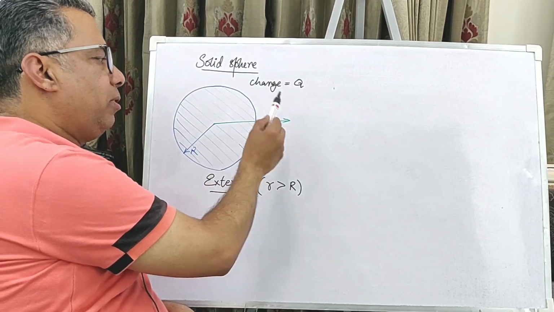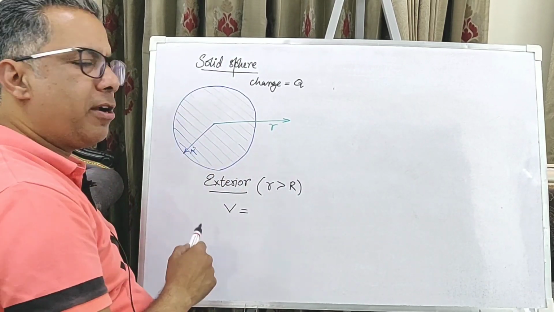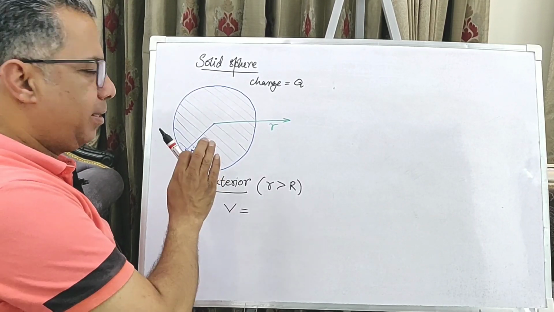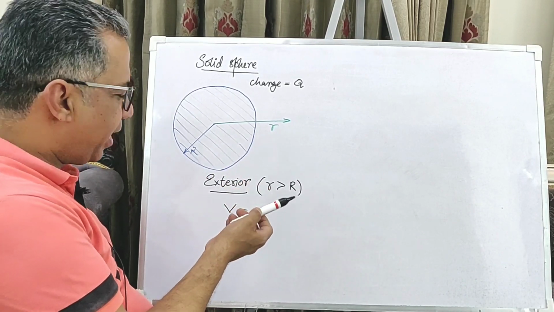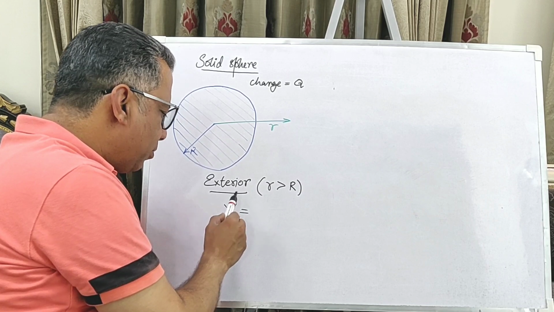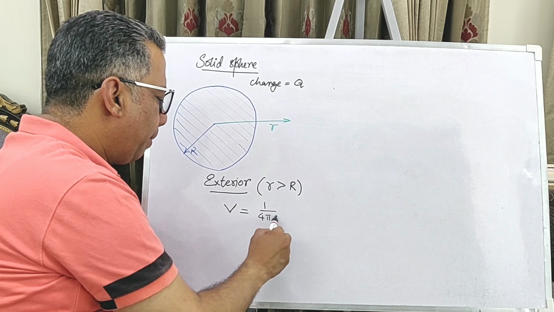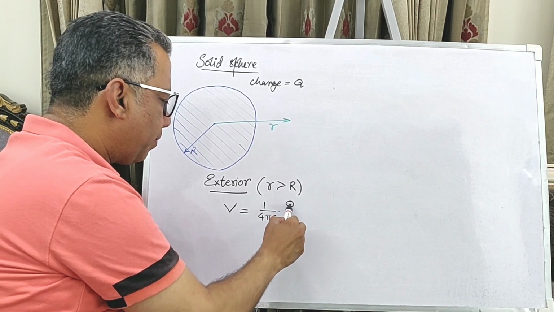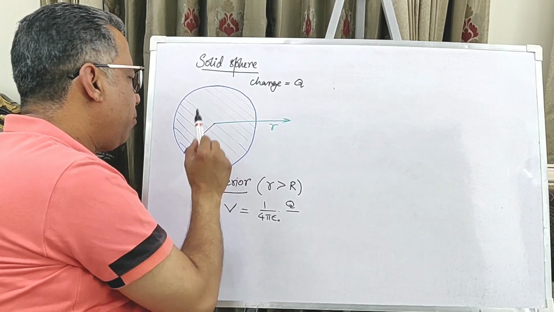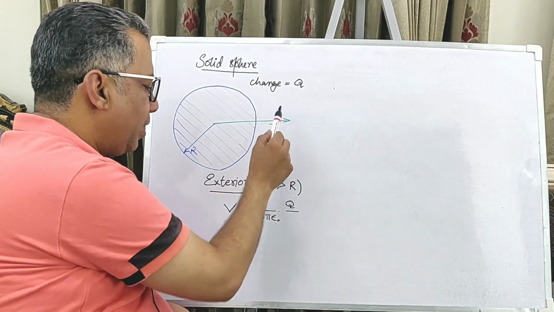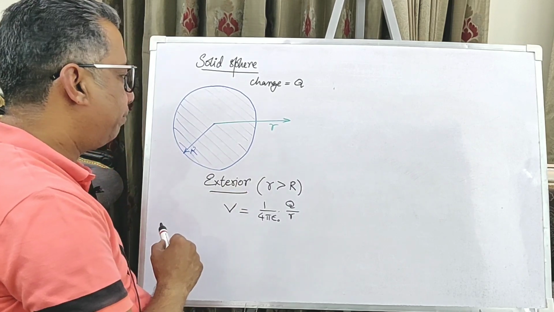Now for points outside it, a solid sphere also behaves like a point charge placed at the center. We have had a discussion on this when we applied Gauss's theorem to spheres. So potential outside the sphere will be calculated just like the potential of a point charge. If you consider the entire Q charge to be concentrated at the center, then the potential here is 1 by 4 pi epsilon naught Q by small r.